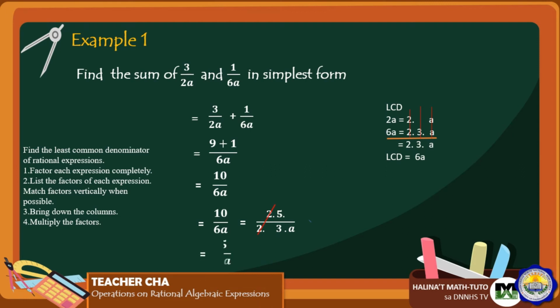Ang natira po sa numerator ay si 5. At ang denominator ay 3a. Therefore, our final answer is 5 over 3a. Don't forget to simplify always.